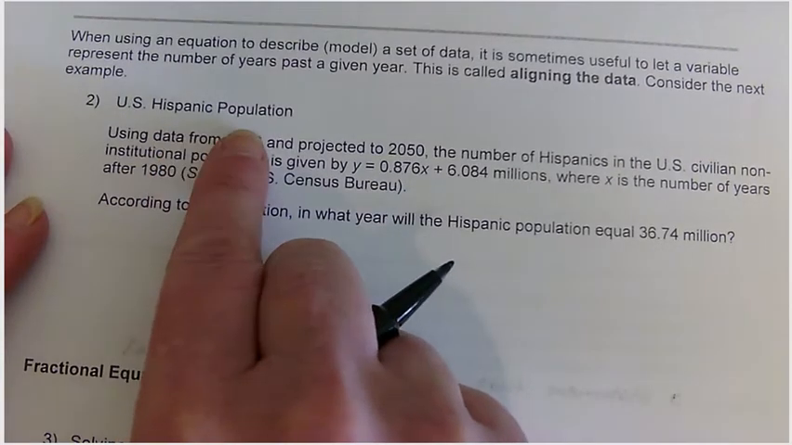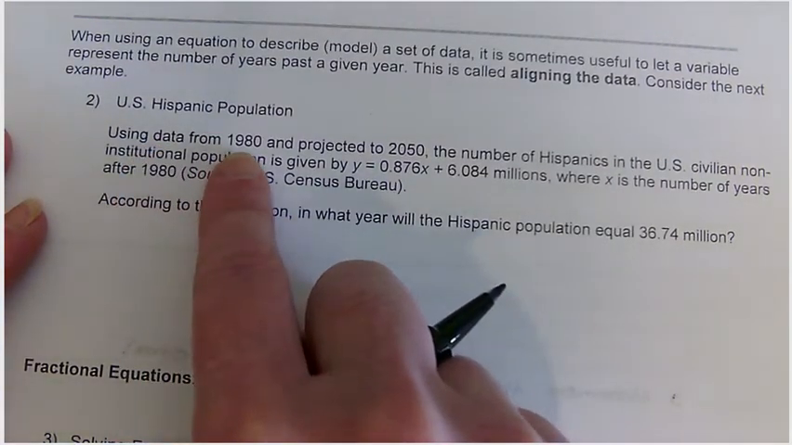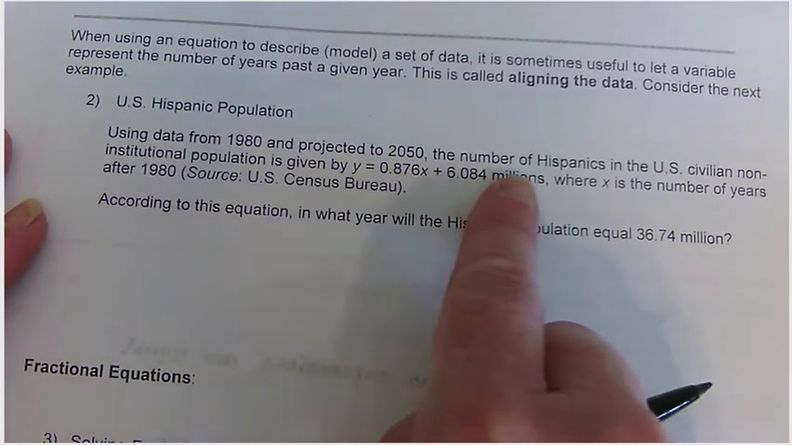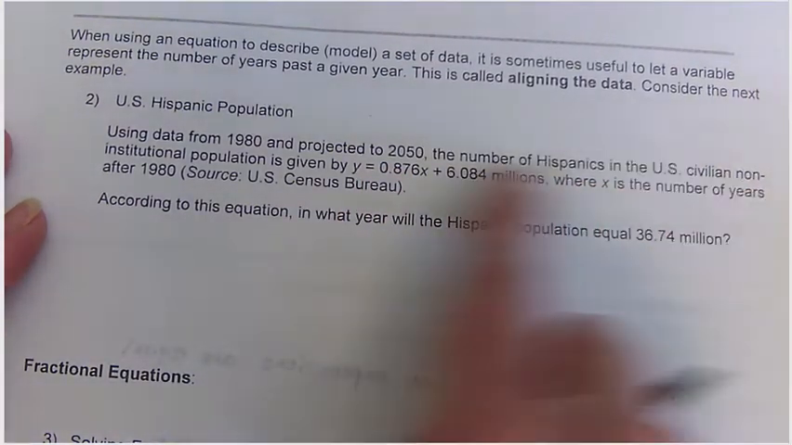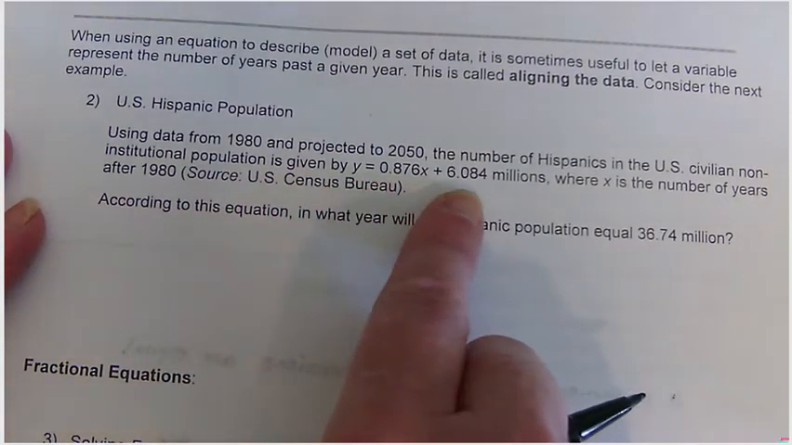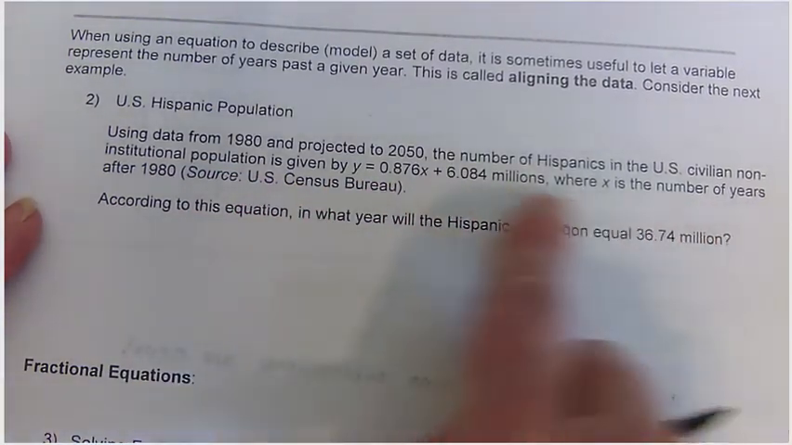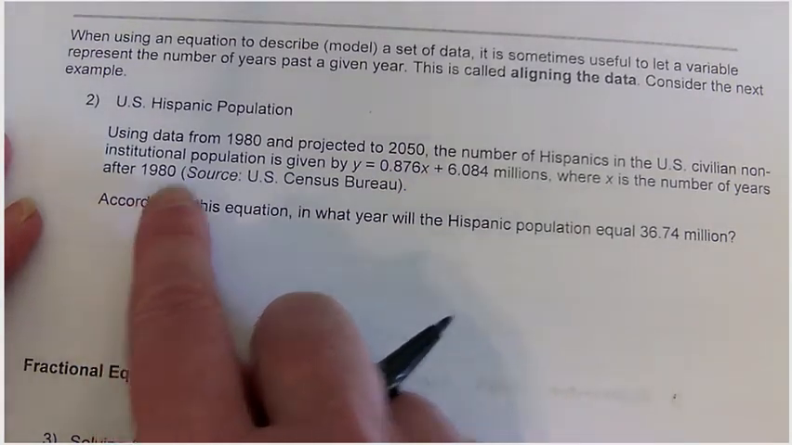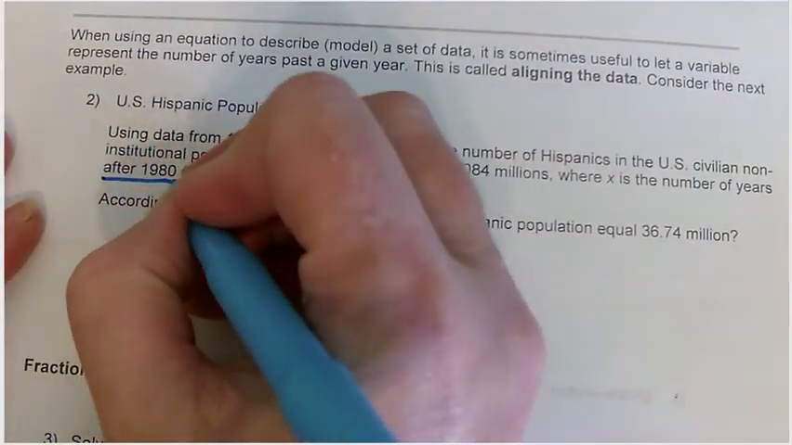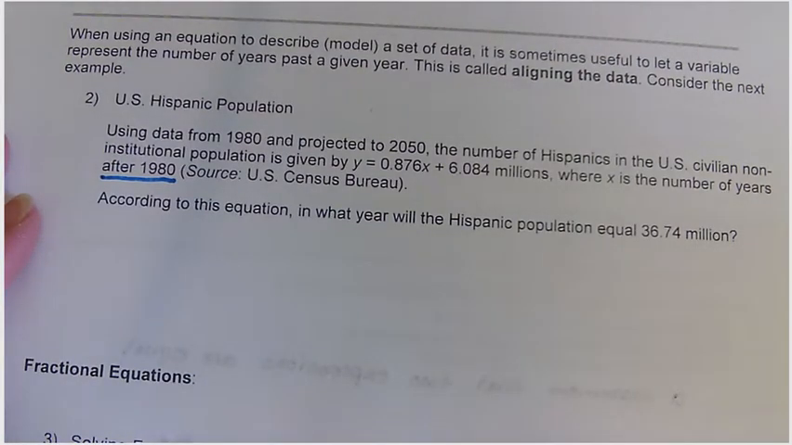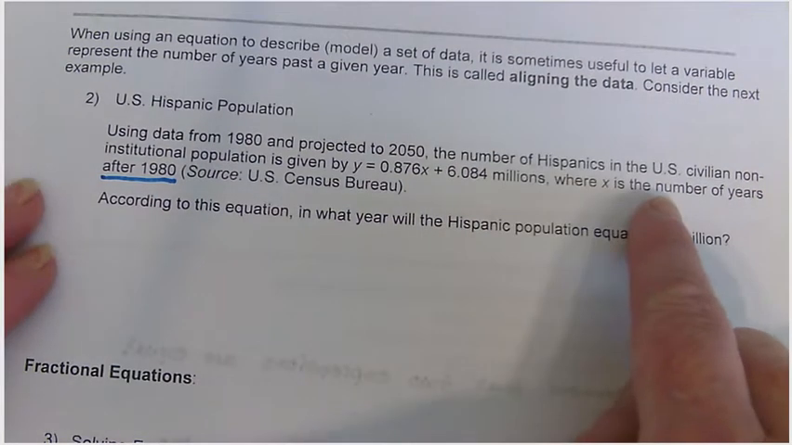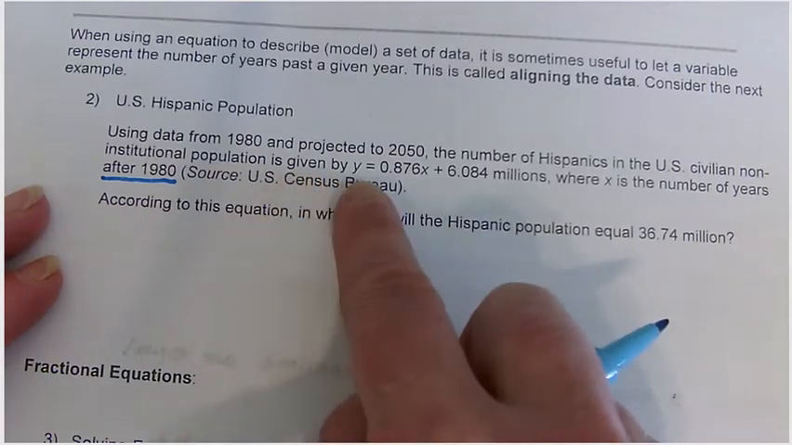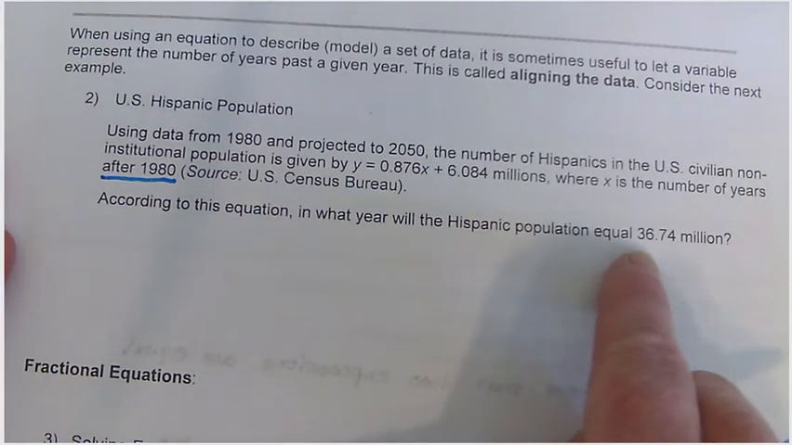So the U.S. Hispanic population, using data from 1980 and projecting to 2050, the number of Hispanics in the U.S. Civilian non-institutional population is given by this equation in millions, where X is the number of years after 1980. According to this equation, in what year will the population equal 36.74 million? So X is the number of years, and the population is given by Y equals. So this is going to go in for Y.